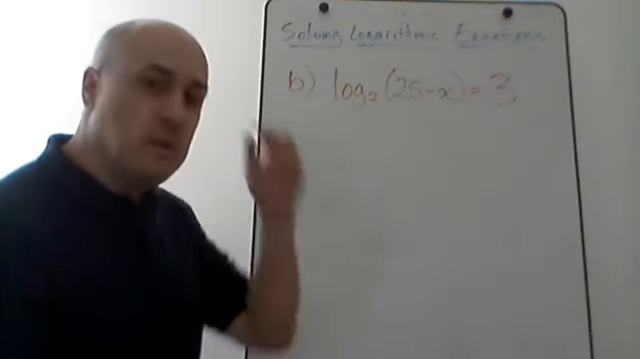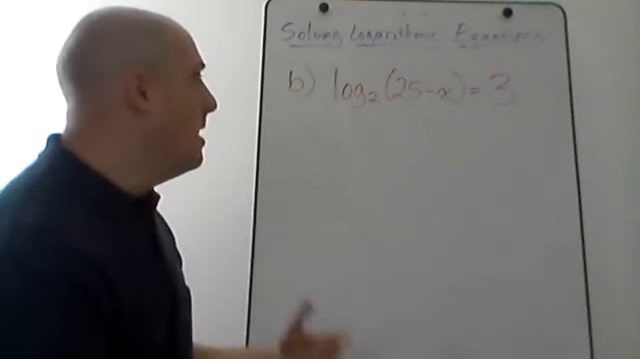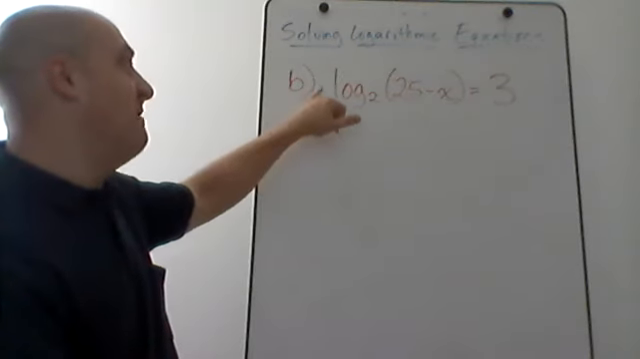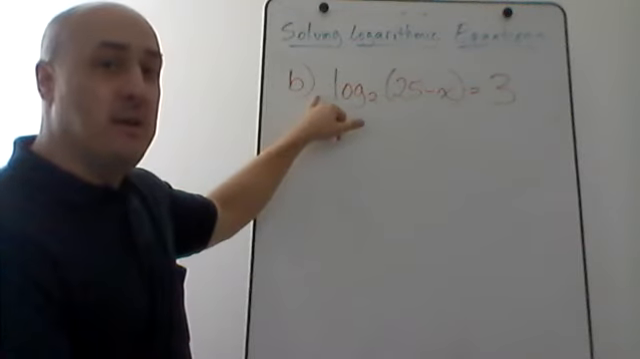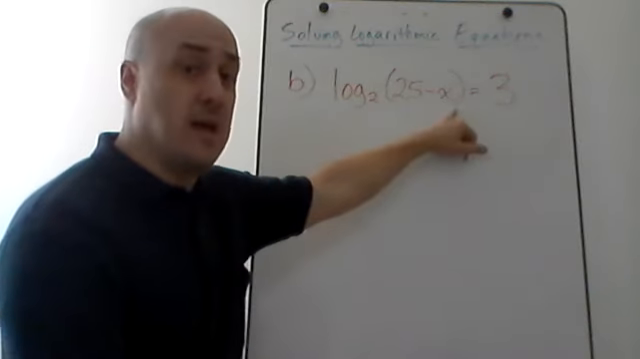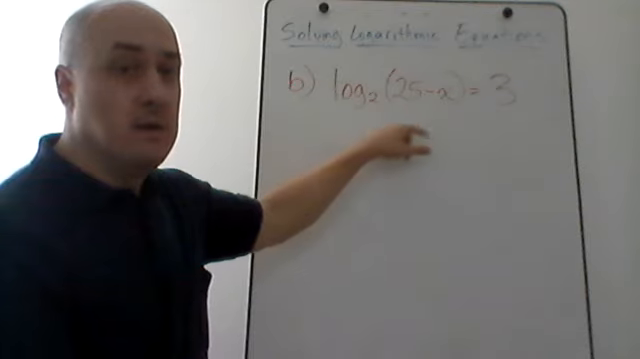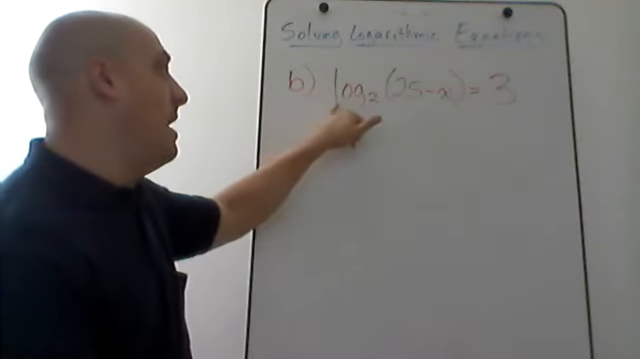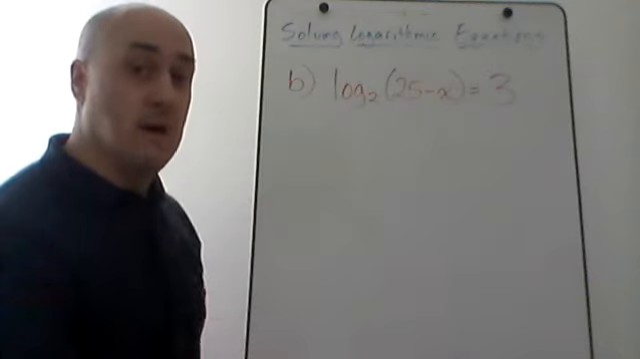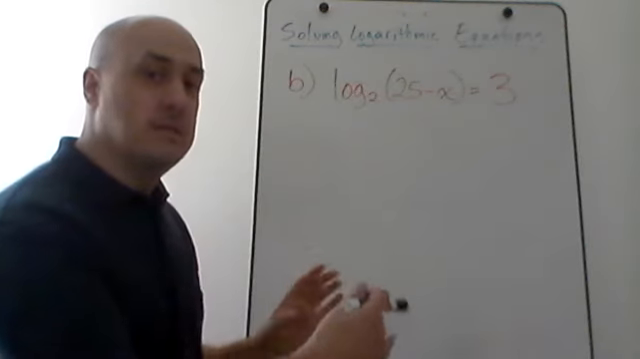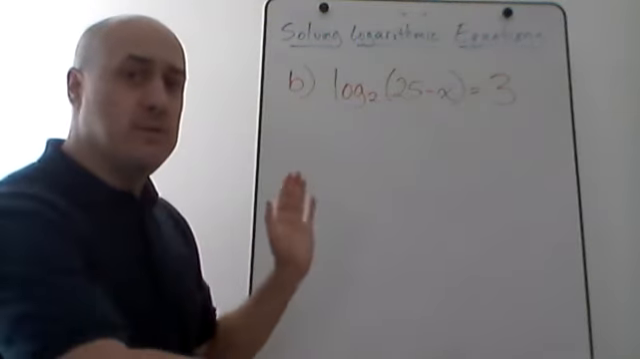So when we say isolate the logarithmic term, that would mean if it was like 5 plus log base 2 of 25 minus x, well, that 5 out here, I would have to subtract to the other side to get that log by itself. Or if it was like 7 times log base 2, I would divide that 7 to the other side to get the log by itself. But the log and the parentheses stay together, and I don't put either one to the other side of the equation.